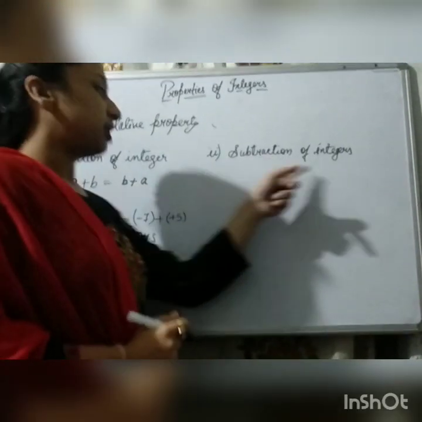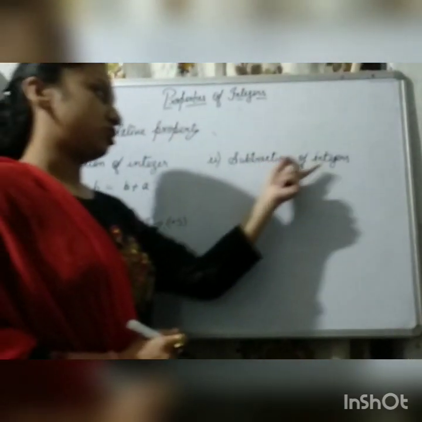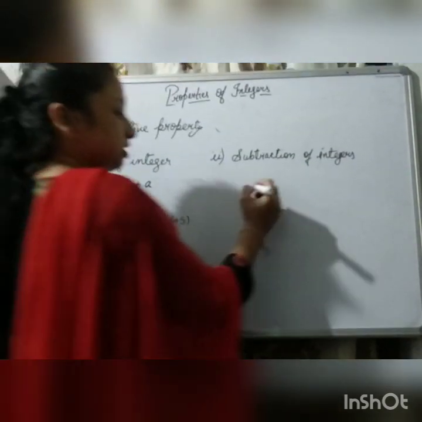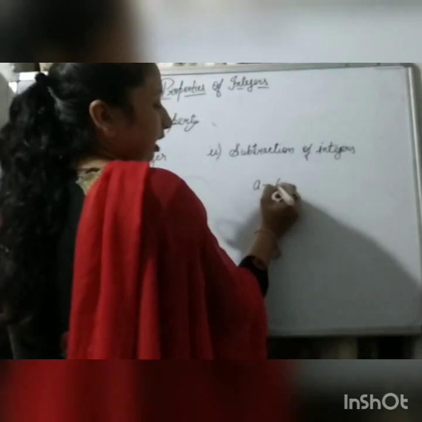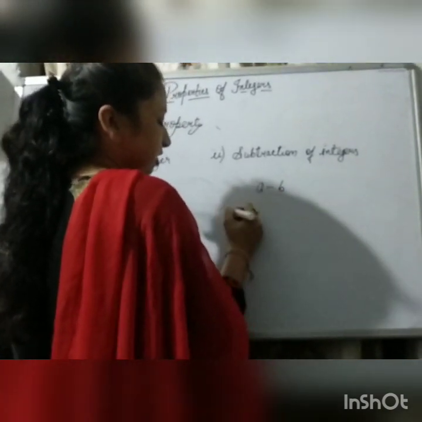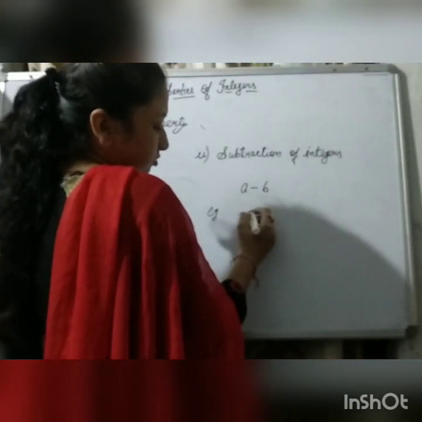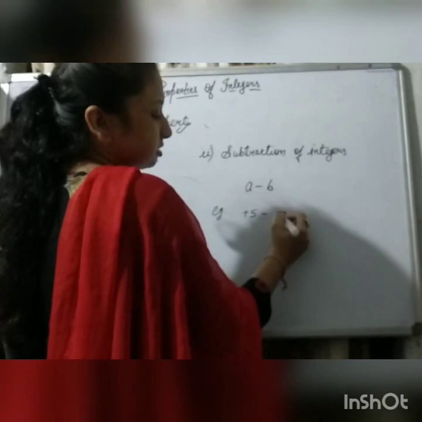Now come to the subtraction of integers. So let's check whether the commutative property is applicable to subtraction of integers or not. So let us take a minus b. The a and b are two integers. So let's take an example. If I give values to a and b, so plus 5 minus 7.